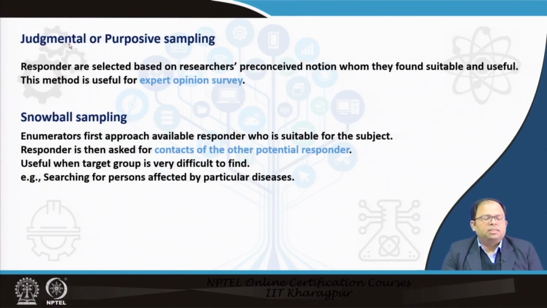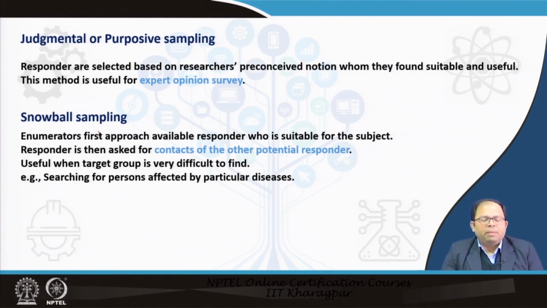Then there is judgmental or purposive sampling, where responders are selected based on the researcher's preconceived notion of whom they find suitable and useful. As you can understand, the surveyor decides whom to survey, and that is valid when, for example, there is a requirement for an expert opinion survey. So the surveyor should determine who are experts in the particular field and then go and conduct the survey.